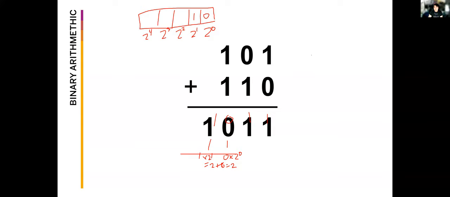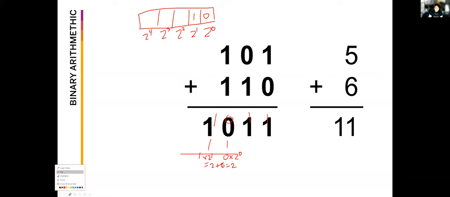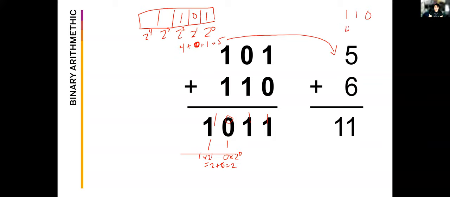To double check if we are right, we convert these to decimal notation. So 101 is this one: 1 times 2 squared, 0 times 2 to the 1, and 1 times 2 to the 0. So 4 plus 0 plus 1 equals 5. It's exactly the same thing. Now our 110: we have 1 times 4, 1 times 2, and 0 times 1. This is equivalent to 6, and we have 6 here.